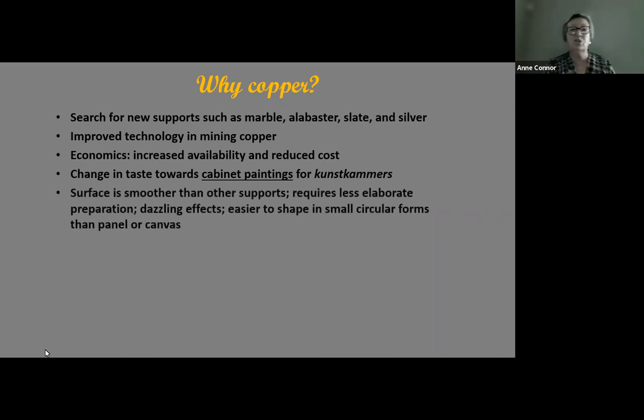The surface is also much smoother than other supports. You don't have to make such a heavy preparation. The only thing is, as you know, if you put some liquid on copper, it's going to stay as a bubble. So they had to prepare it, and they think that probably one of the things they would do was just rub garlic on the surface, and then it becomes sticky, and the pigment could adhere to the surface.